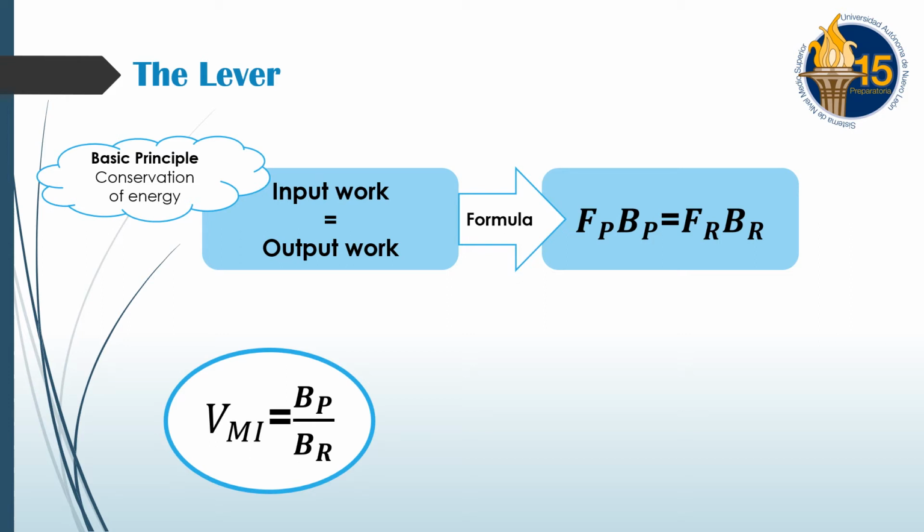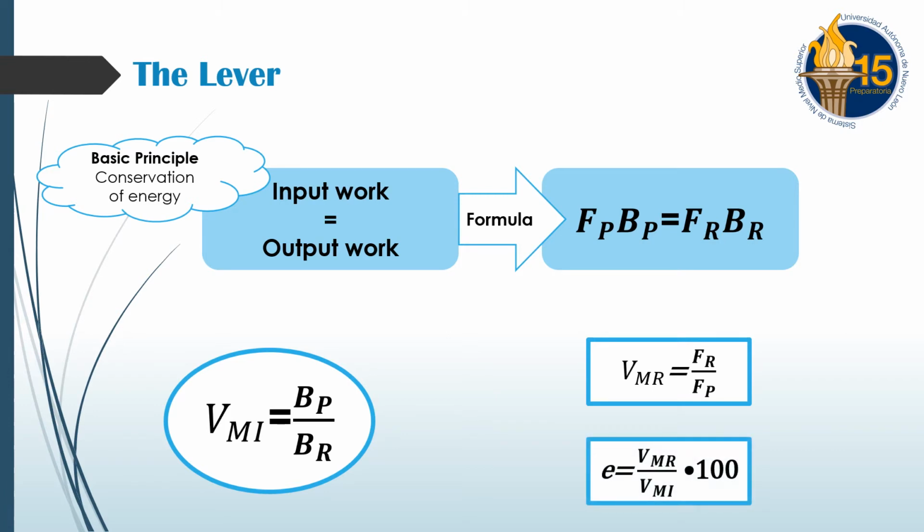Also, the actual mechanical advantage is defined as the relation between the load force and the effort force, and the efficiency of the machine is expressed as a percentage, dividing the actual mechanical advantage by the ideal mechanical advantage, multiplied by 100. Let's see the following example.